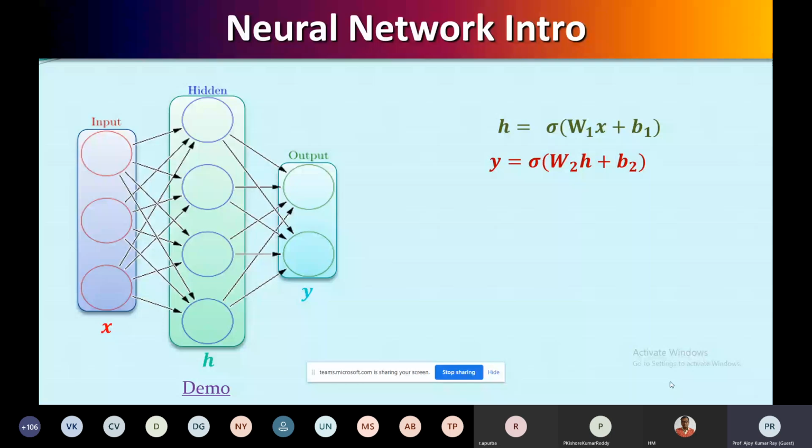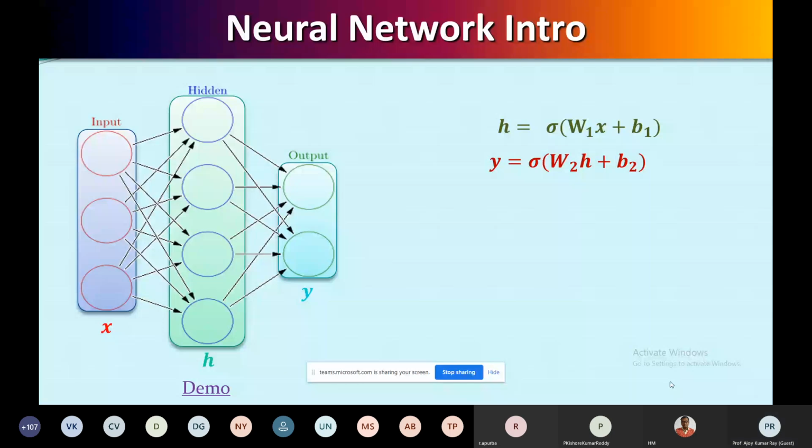So input is three features which characterize a pattern. Output, there are two neurons. These two neurons are known as the two classes of output. Suppose one class is cow, another class is goat. So two outputs.